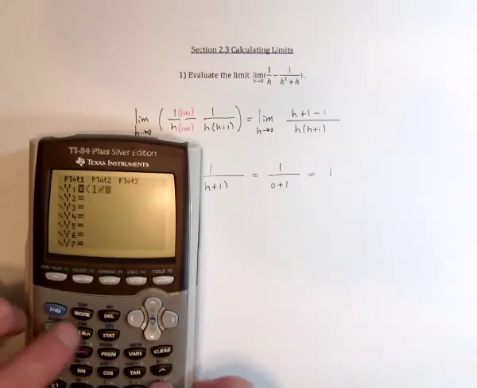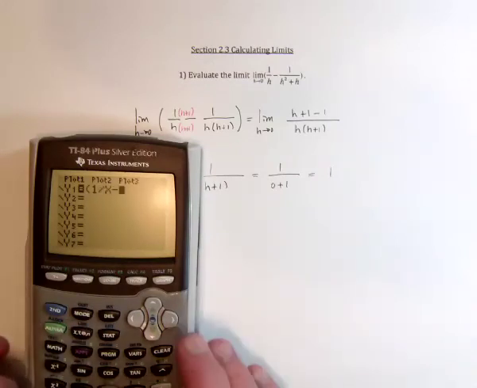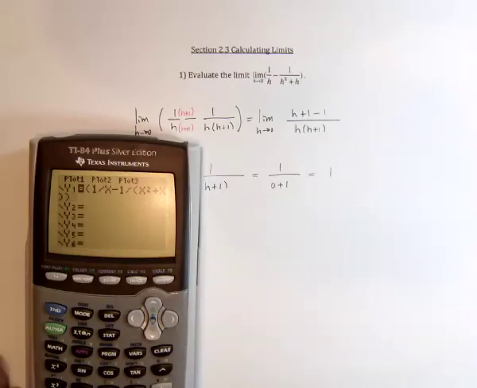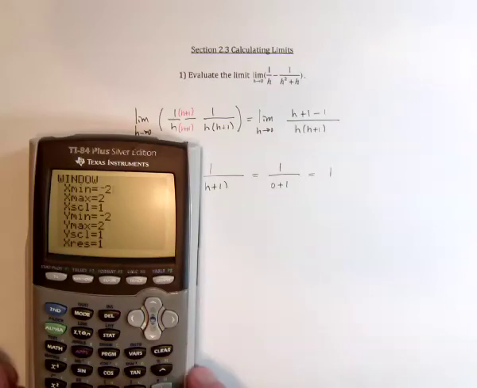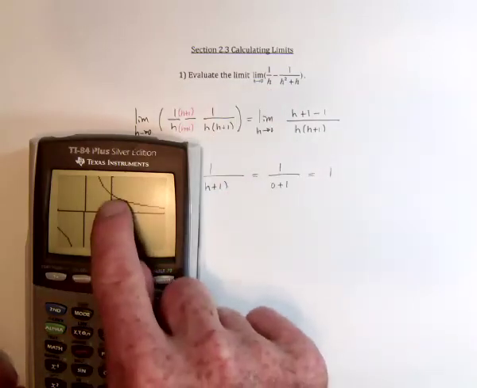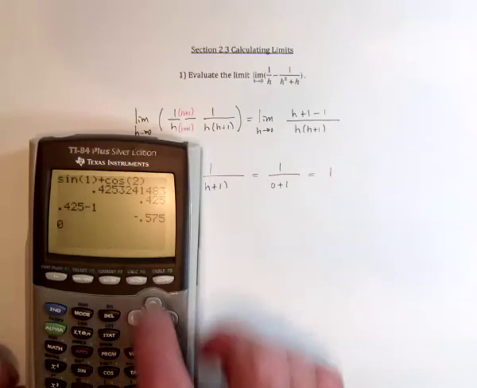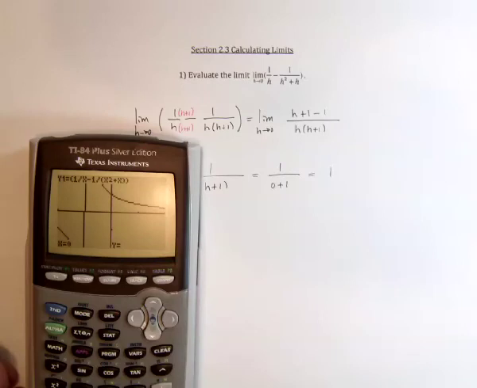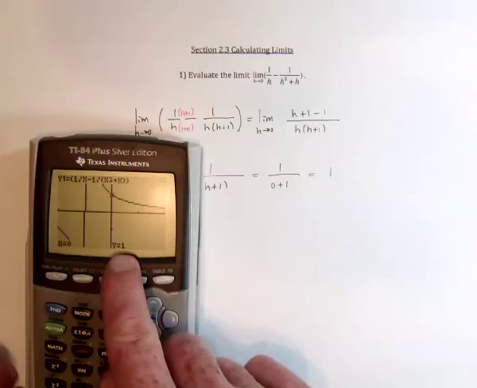So graph 1 divided by x minus 1 divided by x squared plus x. And then I need this to be close to 0, so negative 2 to 2. And then take a look at the graph. And as the h is close to 0, so at 0, the function is undefined. But if it's close to 0, it's very close to 1.